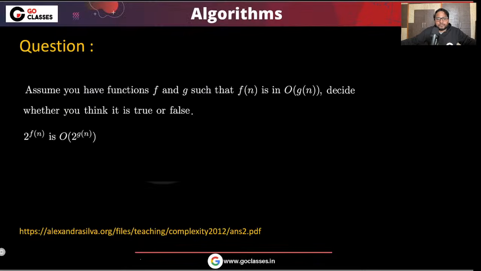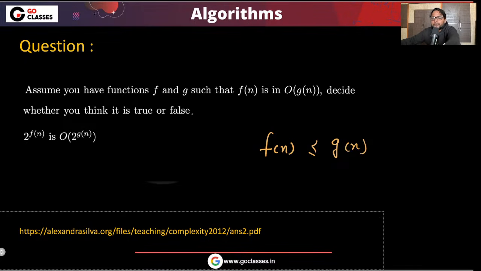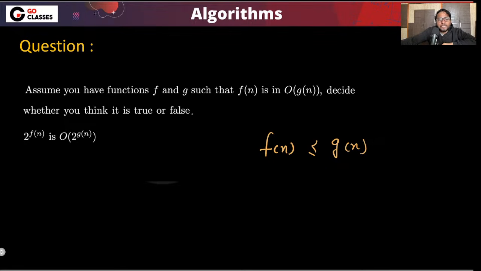Let's see the very first question, where they say assume that two functions f and g are such that f(n) is less than or equal to g(n). I'm not writing c, pardon me, but it should ideally be c. If f(n) is less than or equal to g(n), what can you say about 2 power f(n) and 2 power g(n)? Whenever things go in the power, you should be a little careful.